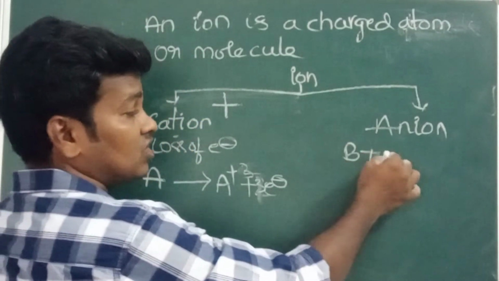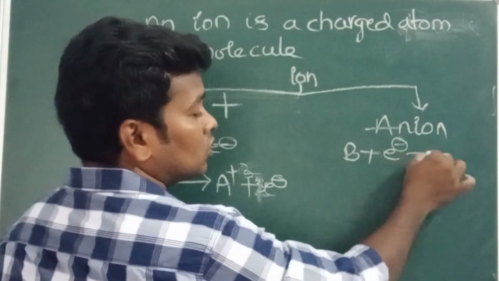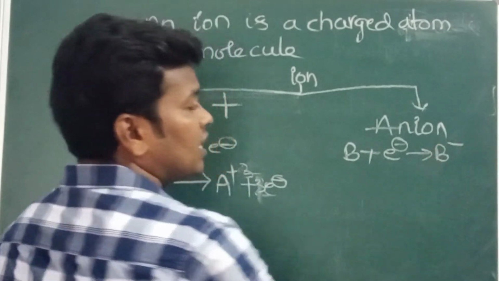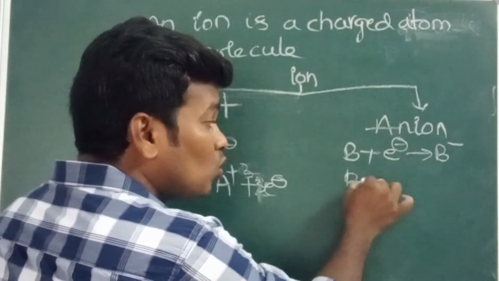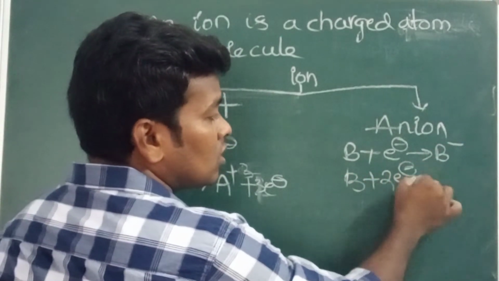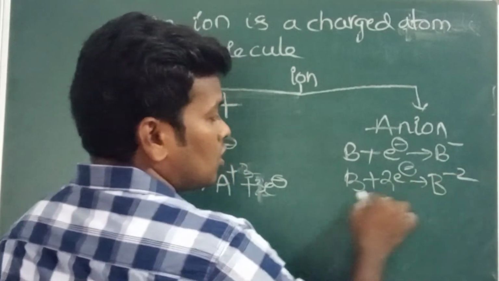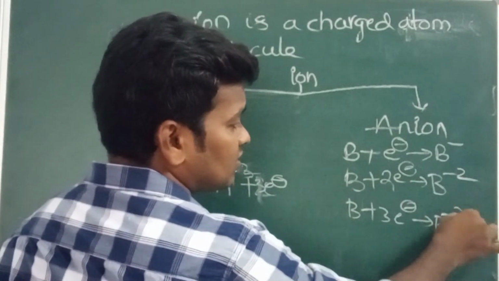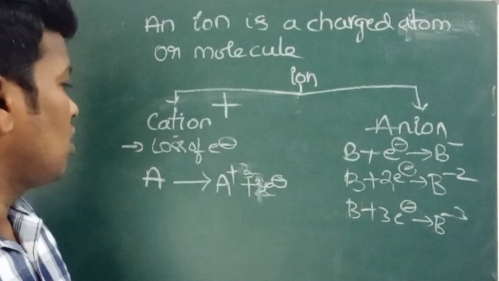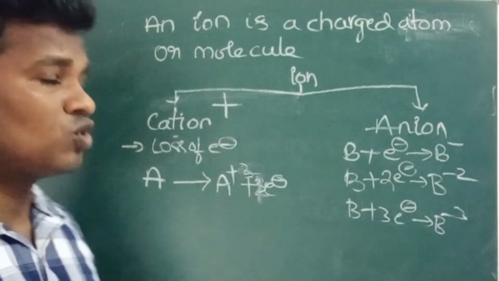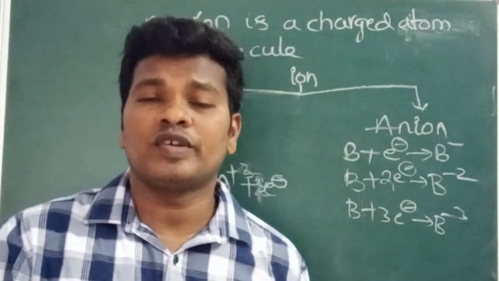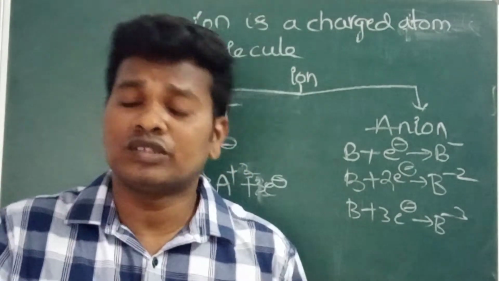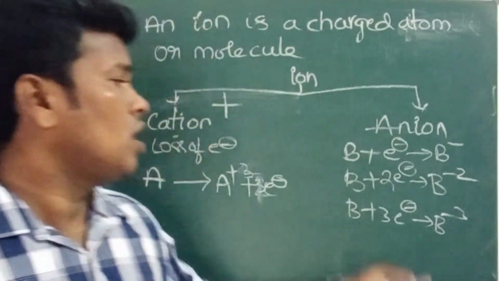You can see it doesn't have any charge. If it gains an electron, it will become B negative, gain of electron. If it gains 2 electrons, B minus 2. If it gains 3 electrons, B minus 3. Simple. If it is losing 1 electron, mono positive. If it is losing 2 electrons, di positive. If it is losing 3 electrons, tri positive.